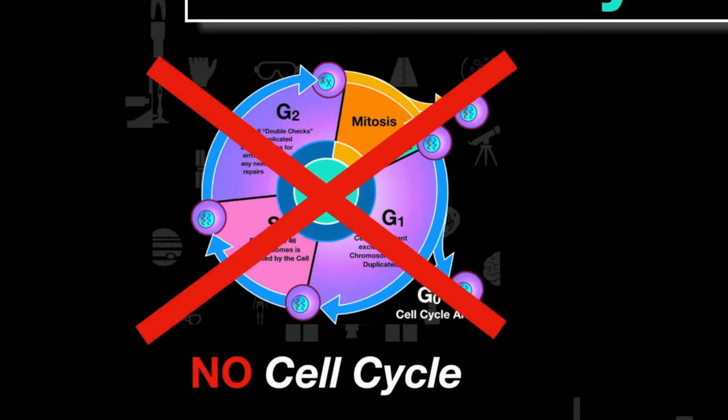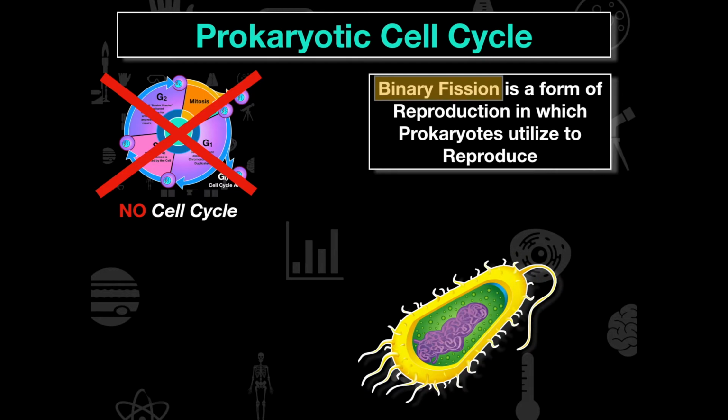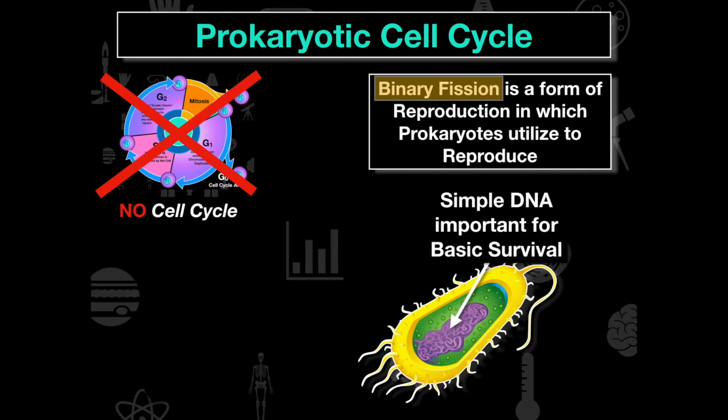So if we're looking at the prokaryotic cell cycle, there is no cell cycle here. It is much simpler. What they do is a process called binary fission, and this is a form of reproduction which prokaryotes utilize to divide and reproduce. Now, remember they don't have a nucleus and their DNA is much simpler. They're really bacterium, and prokaryotes don't need to do very complex functions. So they only have DNA for really basic survival and basic functions of the body of that prokaryote.